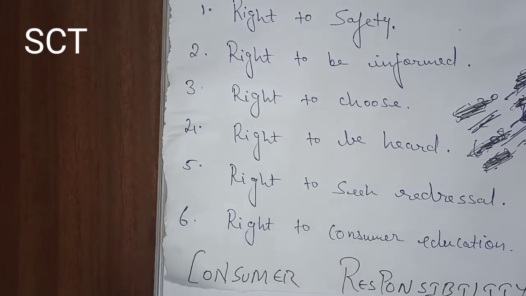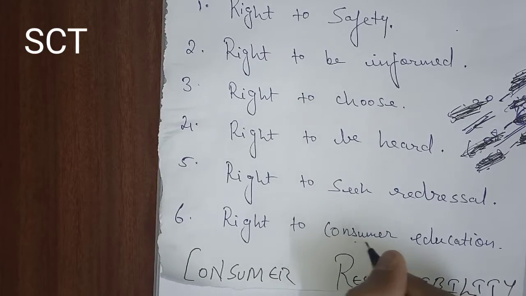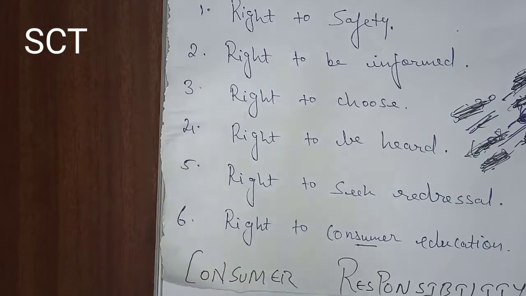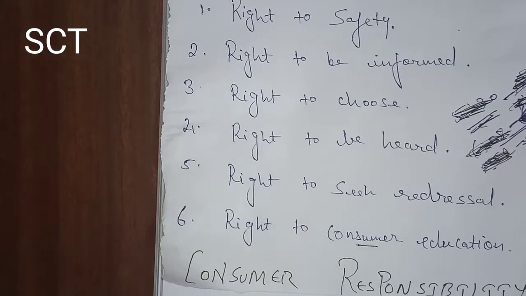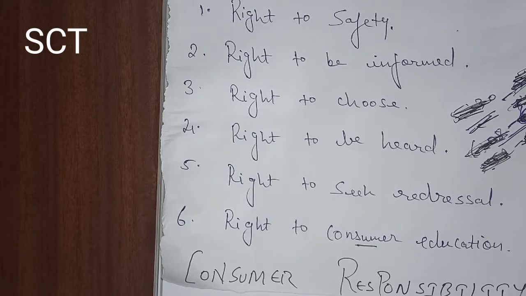The sixth right, right to consumer education. According to this right, the consumer has the total right to acquire knowledge relating to the various rights and reliefs which are available to him, so that at the time when he has been exploited by the business concern, he can use his rights and get the various reliefs available to him. So the consumer has the total right to get the entire knowledge relating to the rights and reliefs available to him. If the consumer has this knowledge, then he can raise his voice against exploitation and get justice.